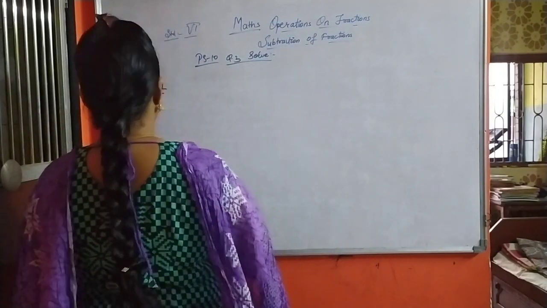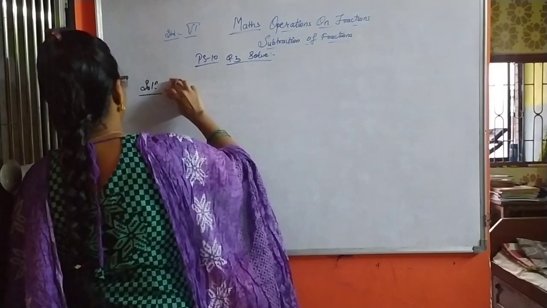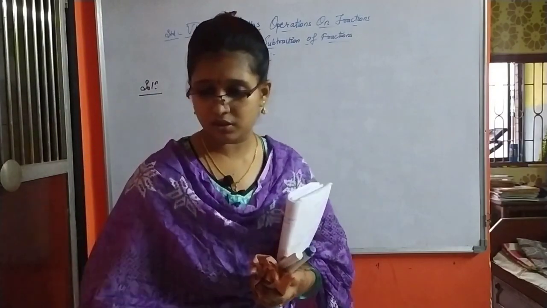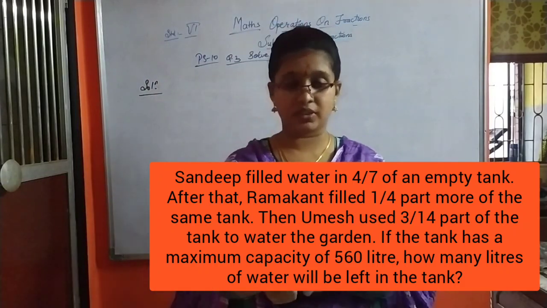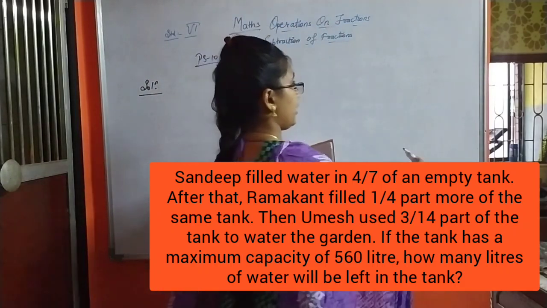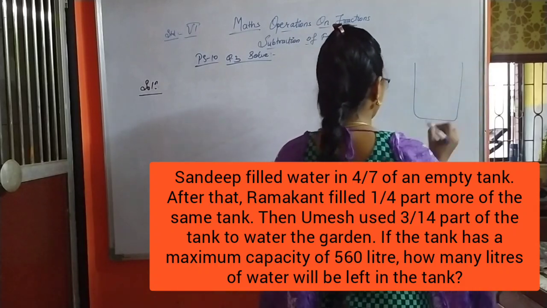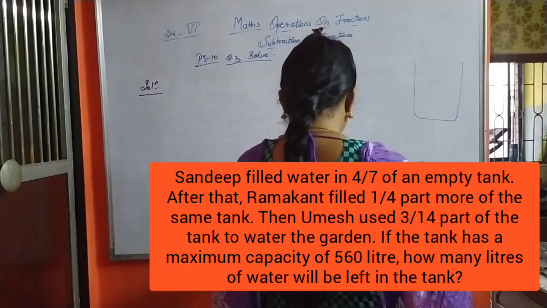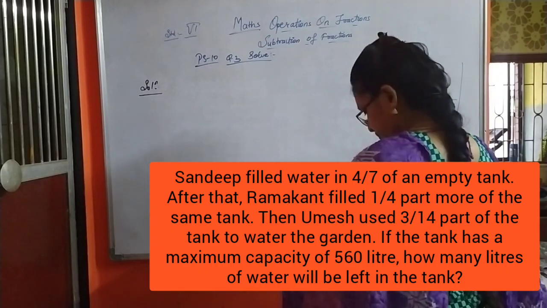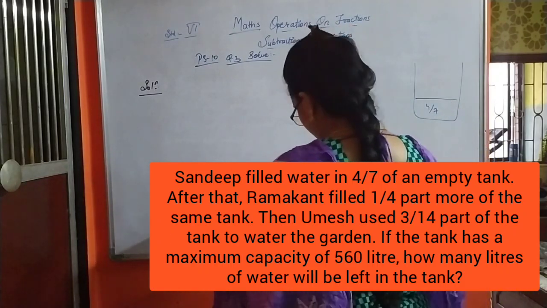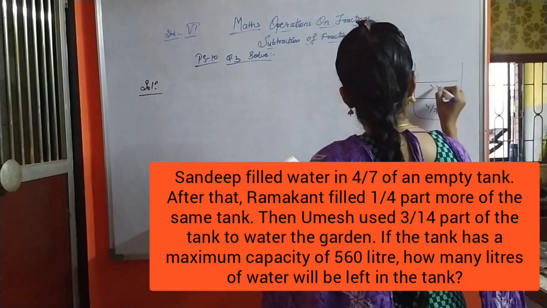So now solution number 3. Before the solution we'll read the question. What is the question? Sandeep filled water in 4/7 part of an empty tank. Now Sandeep had a water tank in his house. In that water tank he filled water up to 4/7 part. Now after that Ramakant also filled 1/4 part.